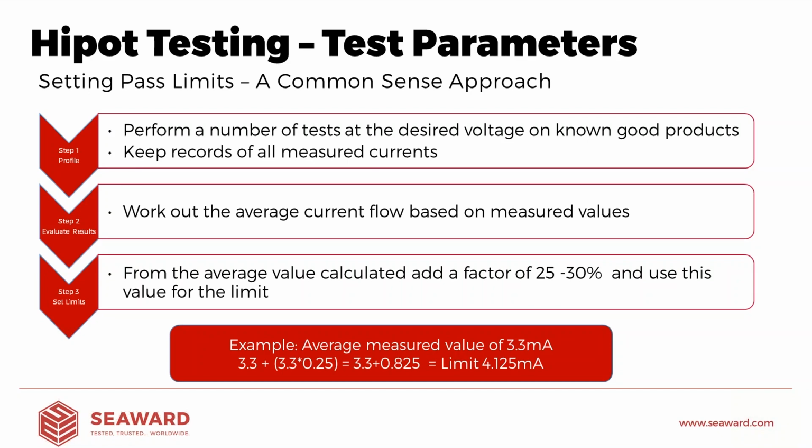As a good example, we've taken a number of products, we've measured them, and our average measured value has come out at 3.3 milliamps. What we do is we take 3.3, times it by 0.25, and add that back onto our original 3.3. So in this case, we'd have a limit of 4.125 milliamps. And we would use that as our threshold between pass or fail.